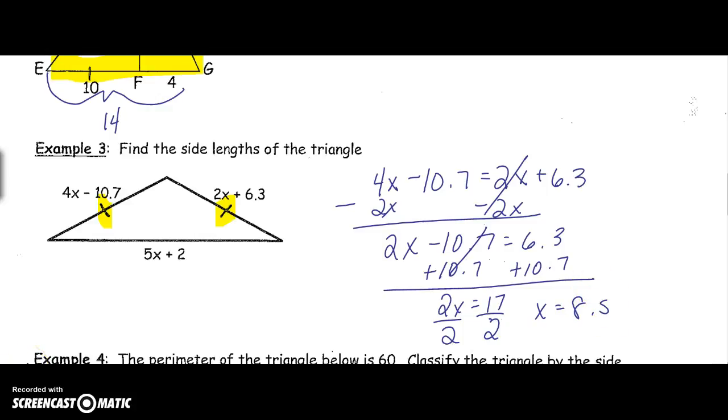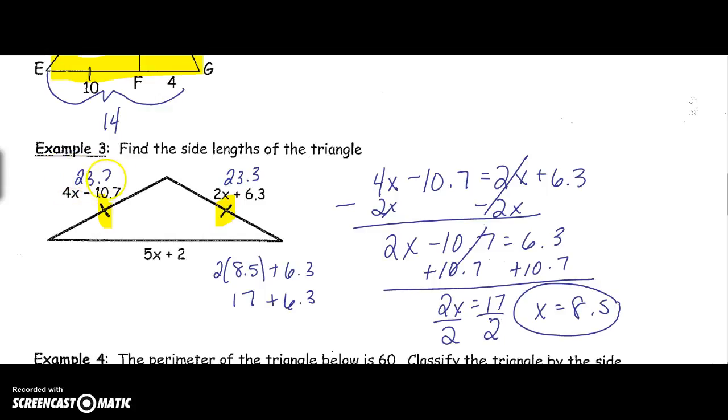In the instructions, I did not ask you to find x. I asked you to find the actual side lengths. So what we're going to do is take this x equals 8.5 and substitute it back into the problem. So 2 times 8.5 is 17. And 17 plus 6.3 is 23.3. Now, since we know one is congruent to the other, you can go ahead and substitute that in.